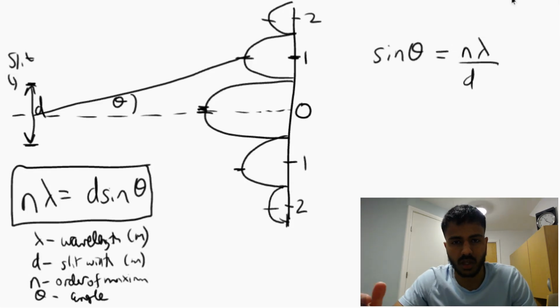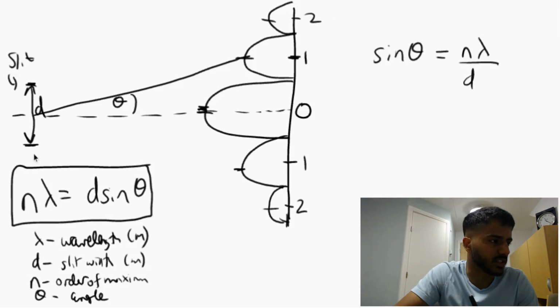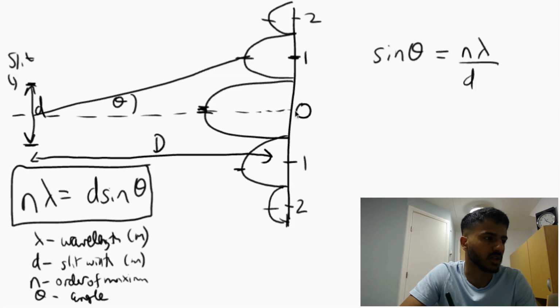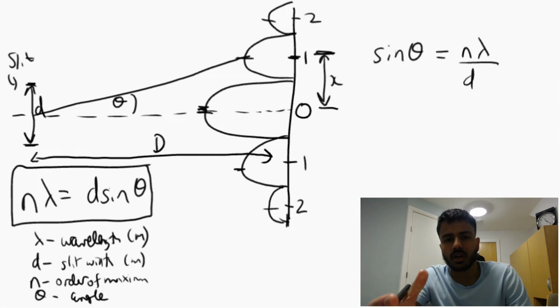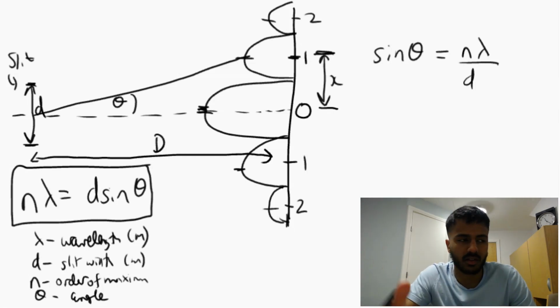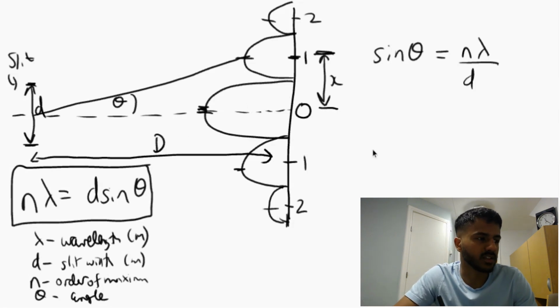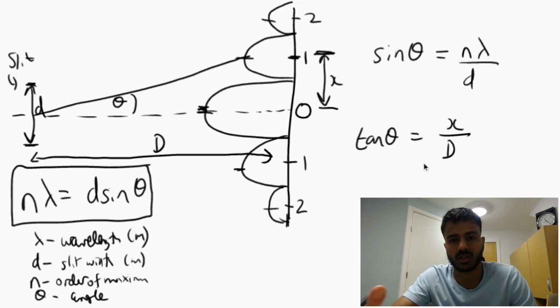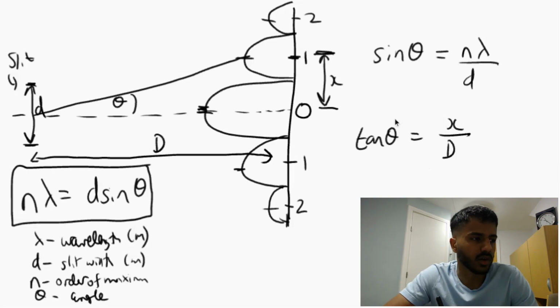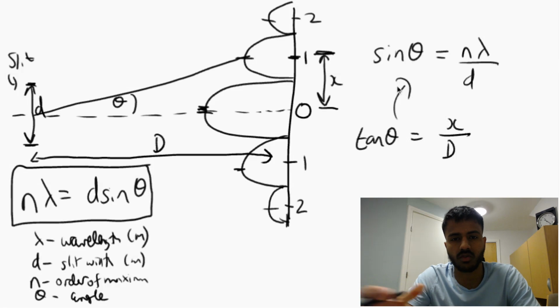Now sometimes they may not give you this theta value, but instead they'll give you the distance from this slit to the screen, and they'll call this distance maybe capital D. And they might give you the distance between one maxima and another, let's say x. Now if they ask you to calculate the wavelength, and you're given the slit width, in this case, you can work out theta because tan theta is simply equal to x over D. And you can work that out using simple trigonometry. And then you can calculate sine theta and plug it into the formula to work out lambda.